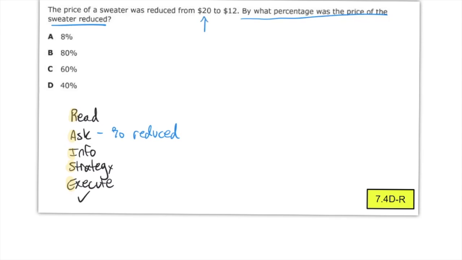Let's see, I have my original price. That's important, to be able to distinguish my original from my new price. My original was $20 and my new price is $12.